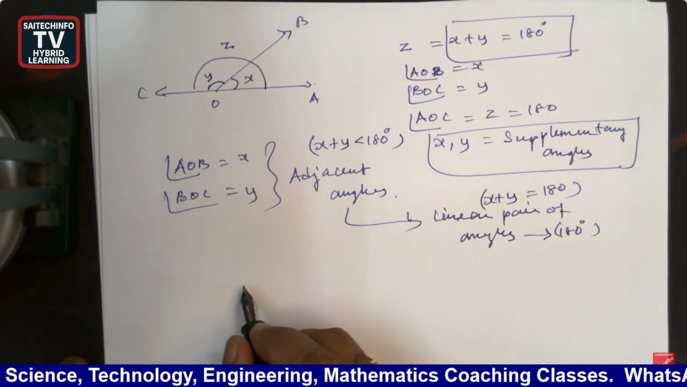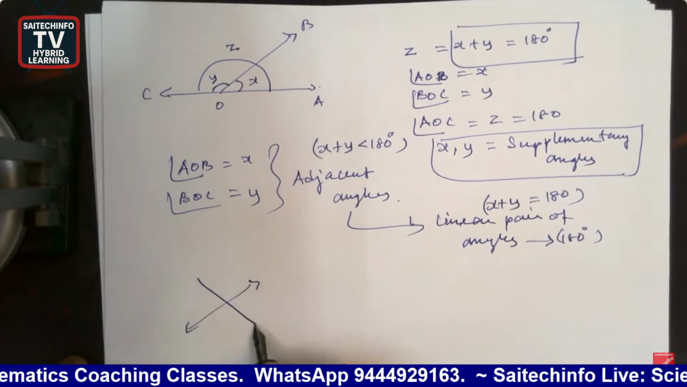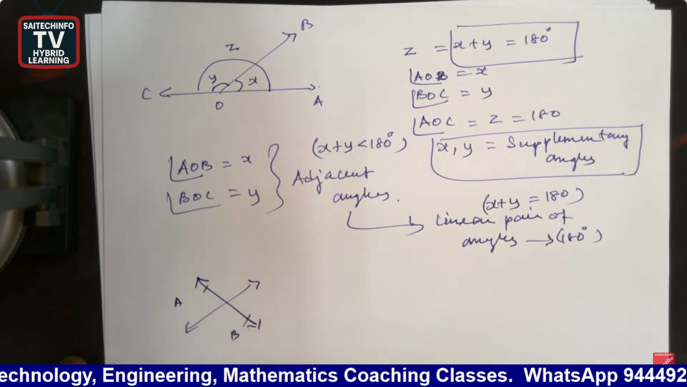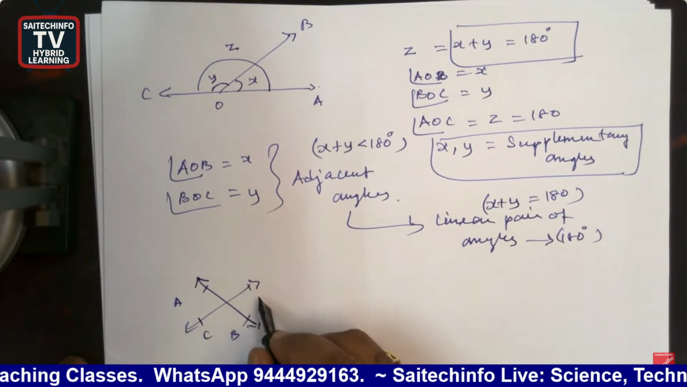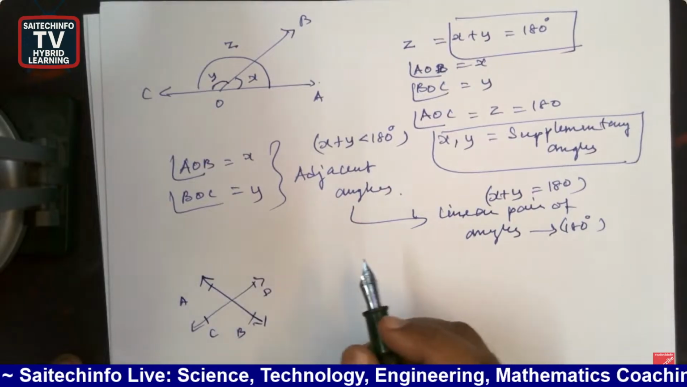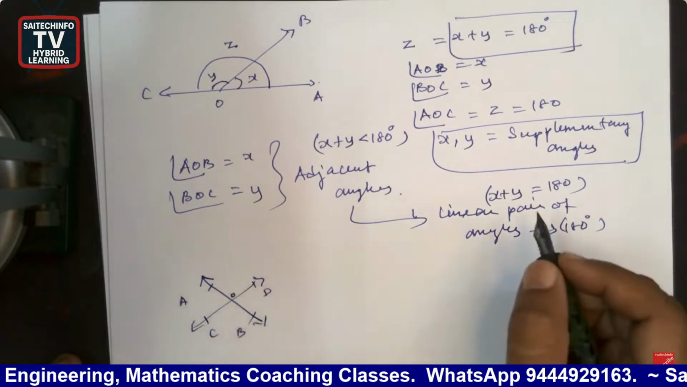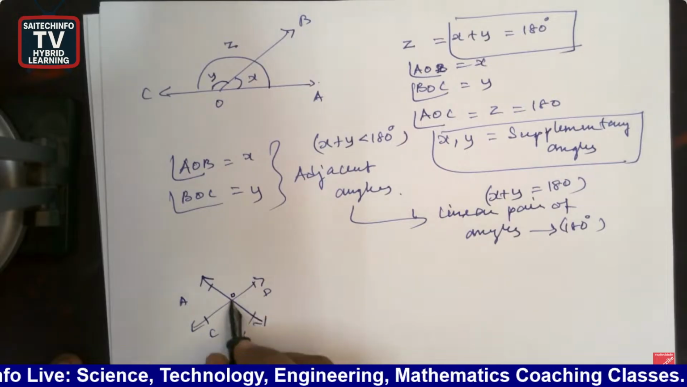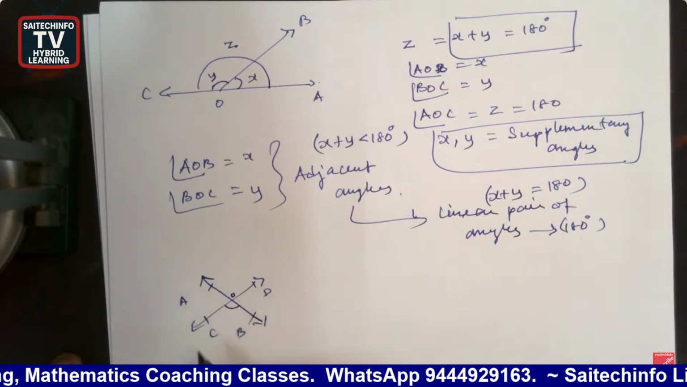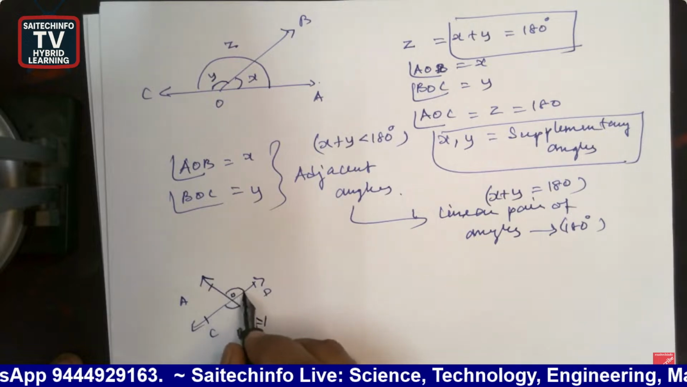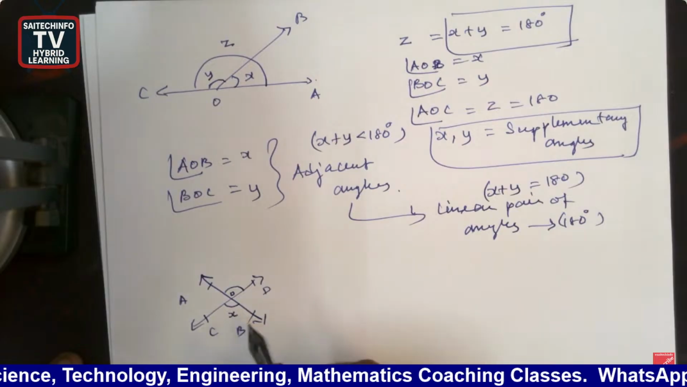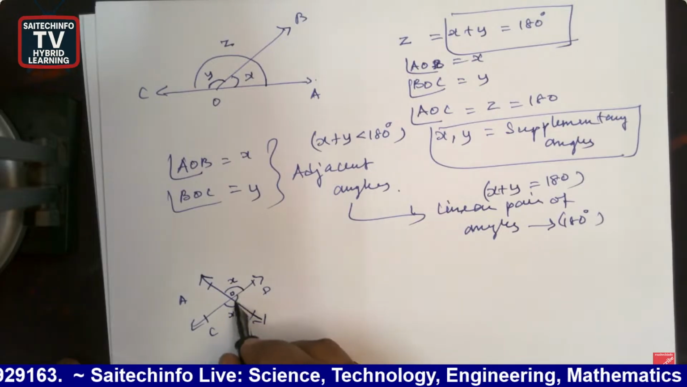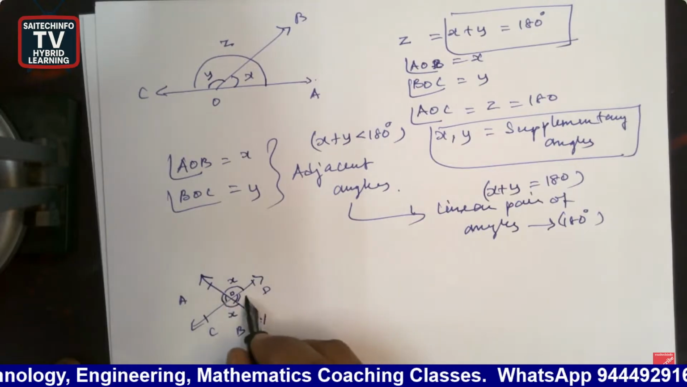Now let us consider two rays or two line segments. They cross each other. Let us call this AB line segment, another line segment CD. They meet at O. So in that case, BOC and AOD are vertically opposite angles. Let me call them X and X. They are equal. And these two are equal. They can be called Y.